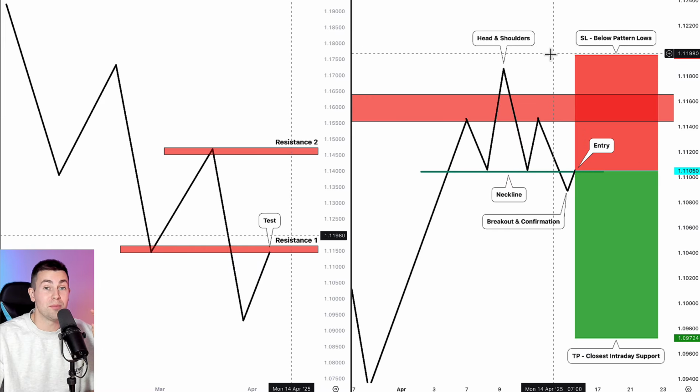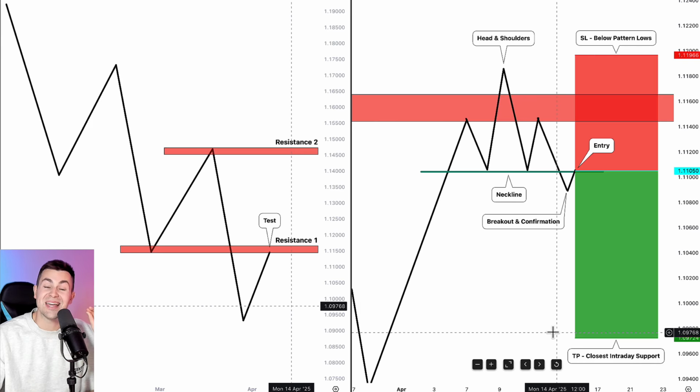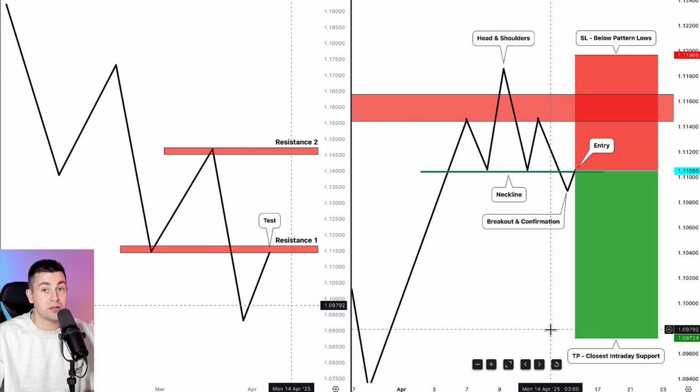Stop loss will lie above the highs of the pattern, and our take profit will be the closest strong intraday support.